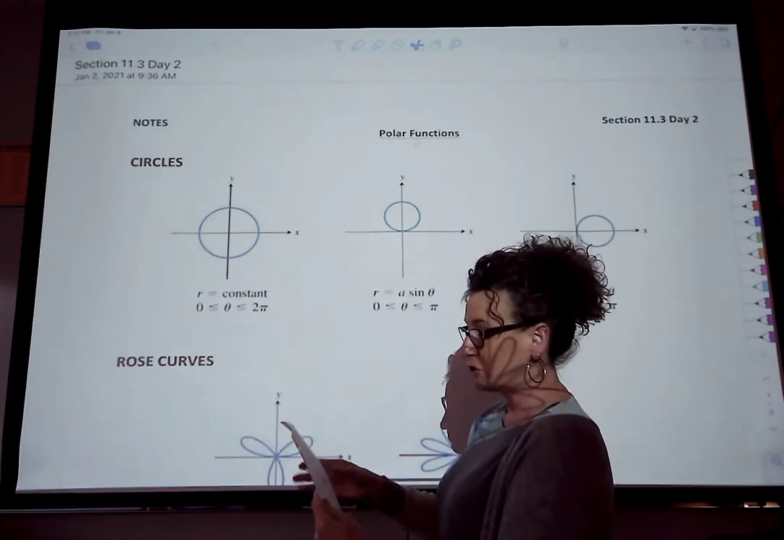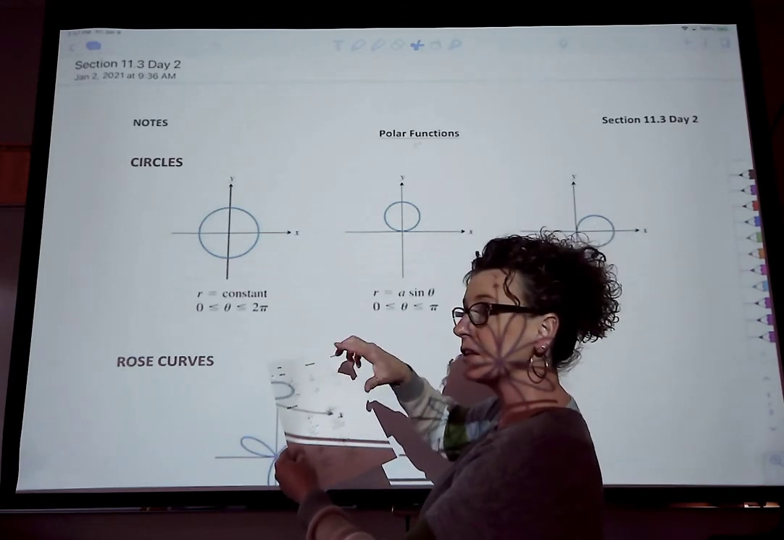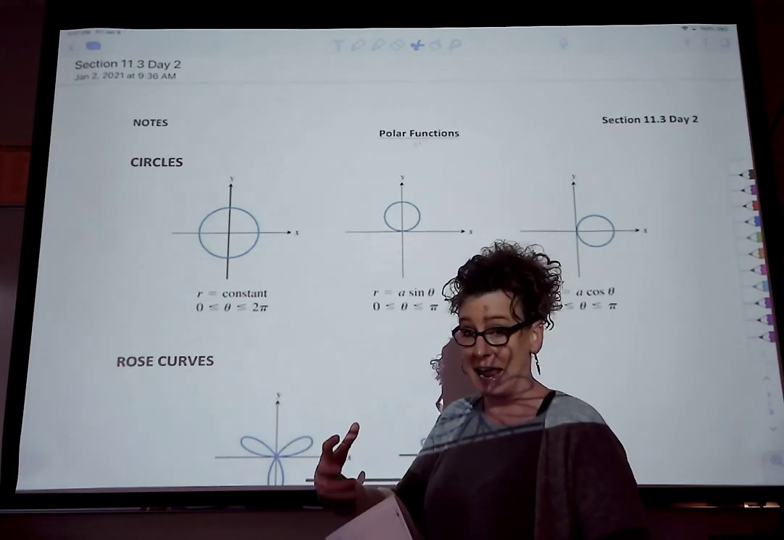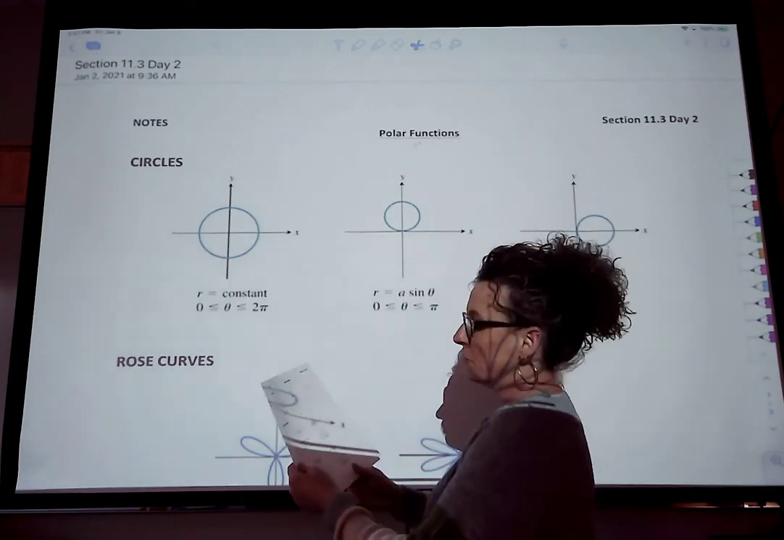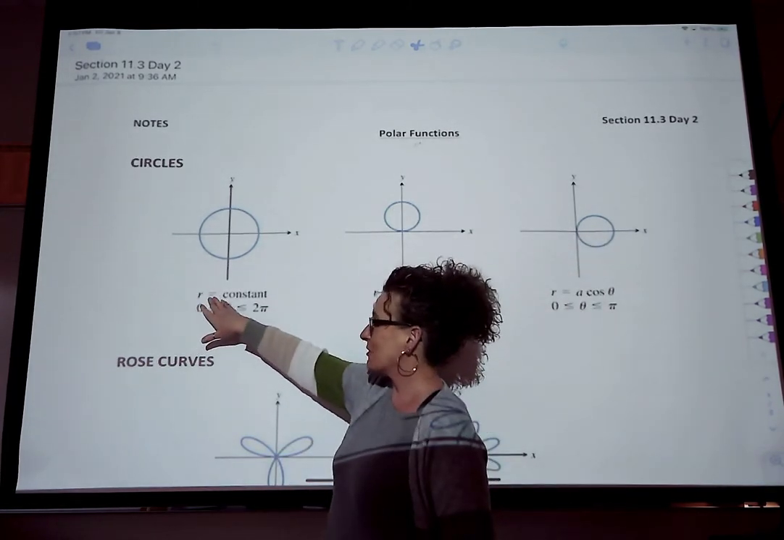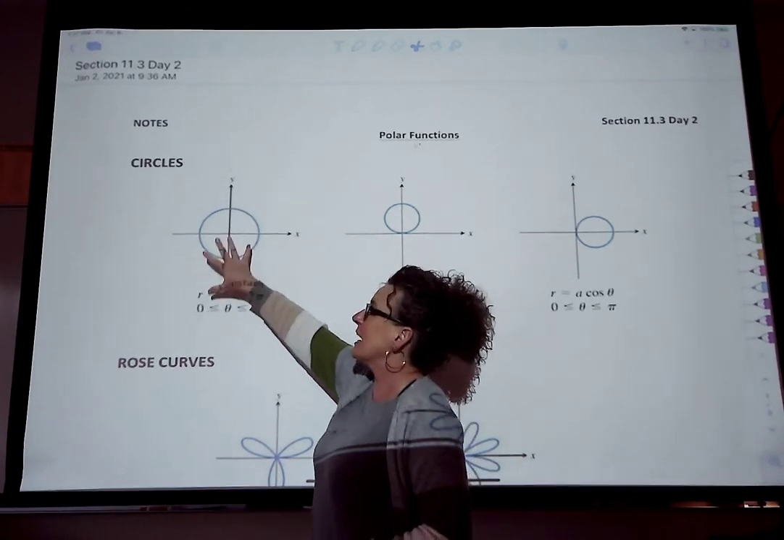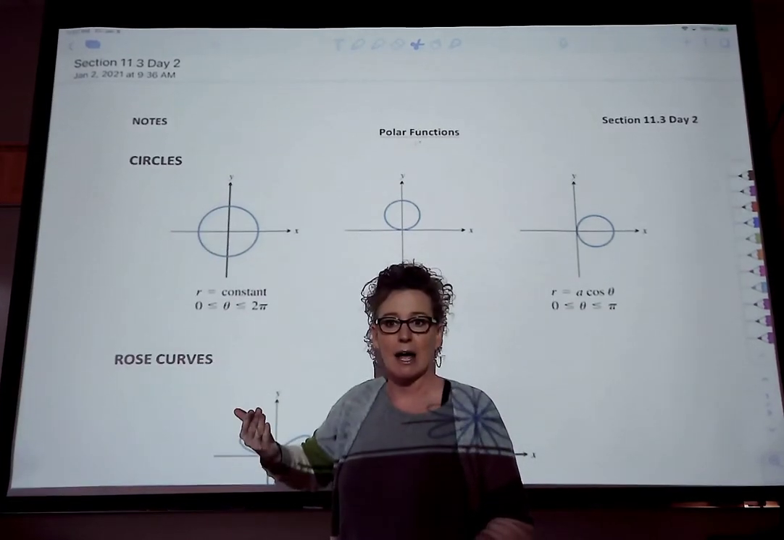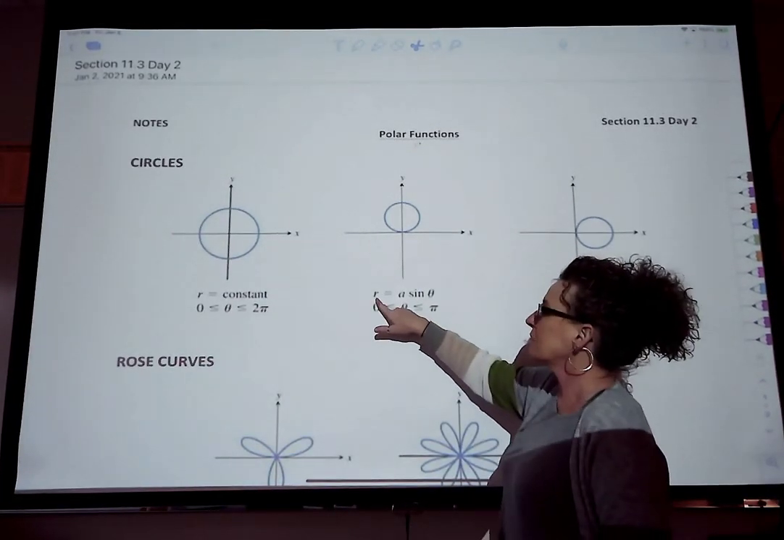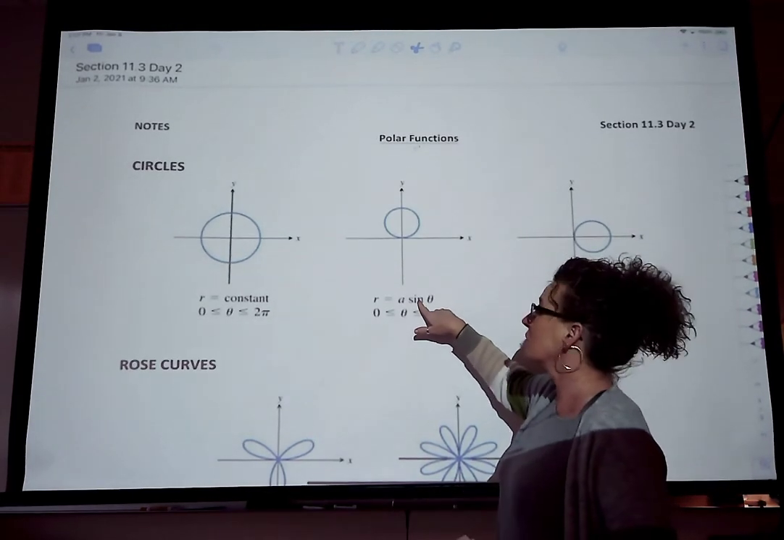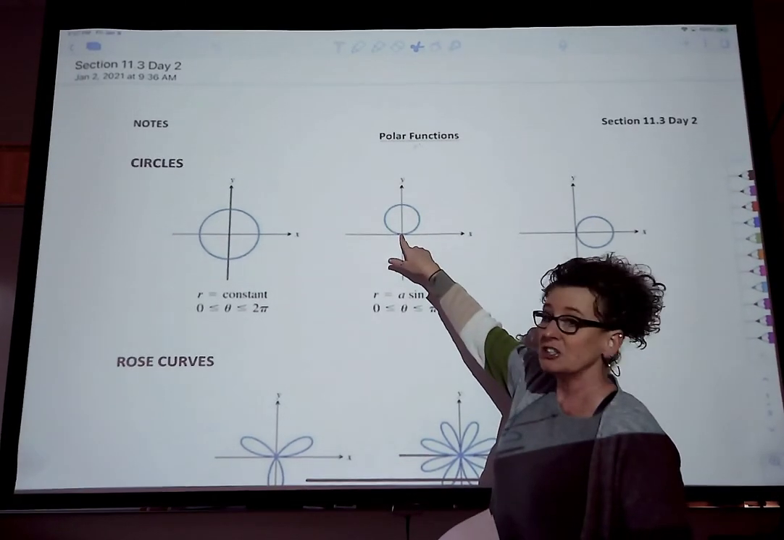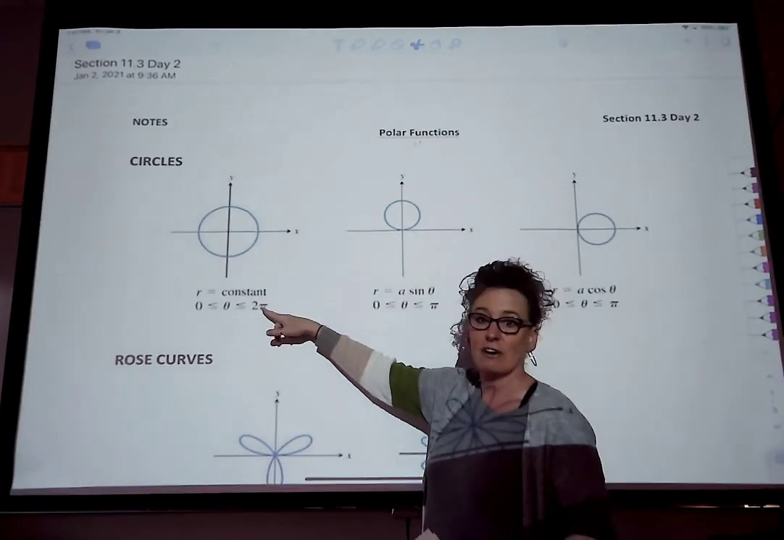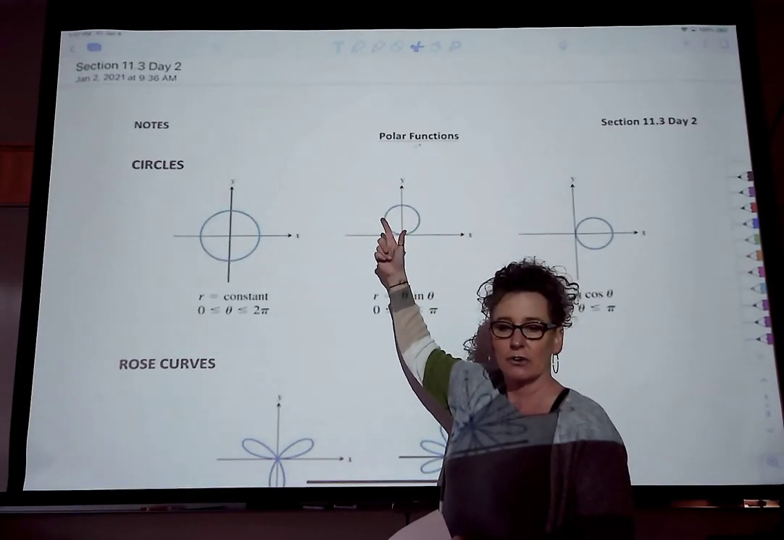And also notice too, not only the equation that creates that graph, but how long it takes to create that graph. For example, when you have a constant, in order to create this one complete graph, it's going to take a rotation of 2 pi to create that. If your equation looks like this, you're going to create a circle that touches the origin, and it only takes like half of a revolution to create this entire circle.